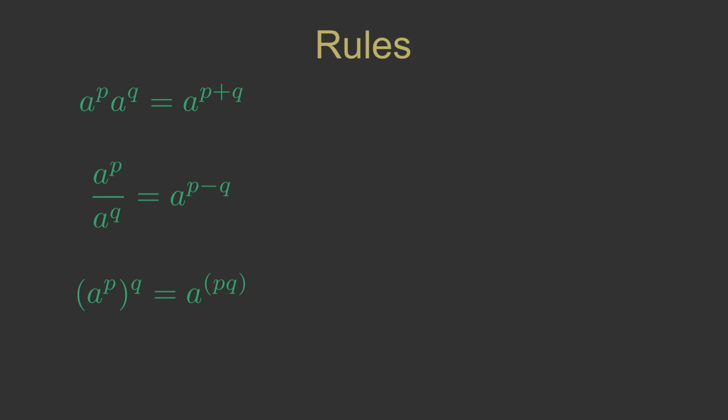The next 2 rules apply to exponents with different bases. The first is that a times b all to the power p is equal to a to the p times b to the p. The final rule is that a over b all to the power p is equal to a to the power p divided by b to the power p.